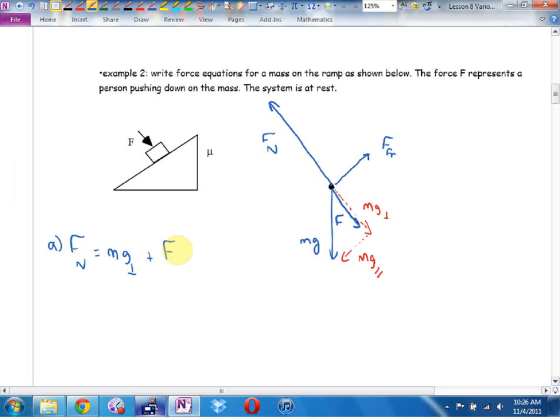Really, that means it's going to be mg cosine of whatever the angle is plus the applied force. Friction is what times what? Mu times this mess. And this is why, when someone said friction equals mu mg, I went so ballistic, because it can be much, much more complicated. Normal force is not always mg. In fact, if there's a ramp involved or any angles, it ain't going to be mg. You're going to be doing some trig.